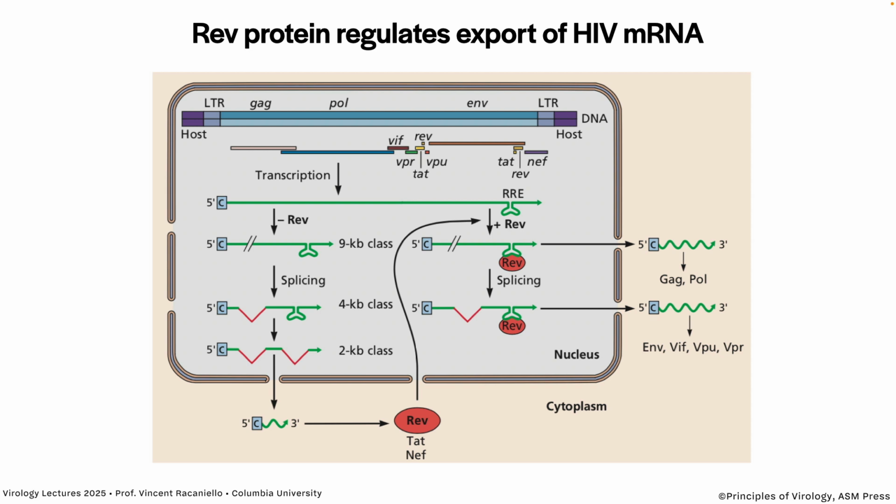Rev goes back in the nucleus. It binds the Rev responsive element, and that gets it exported by the export machinery. So the export machinery recognizes Rev bound to the RNA and exports the unspliced mRNA. So two strategies for exporting unspliced mRNAs. And this actually happens for some cellular RNAs as well, but it's rare.